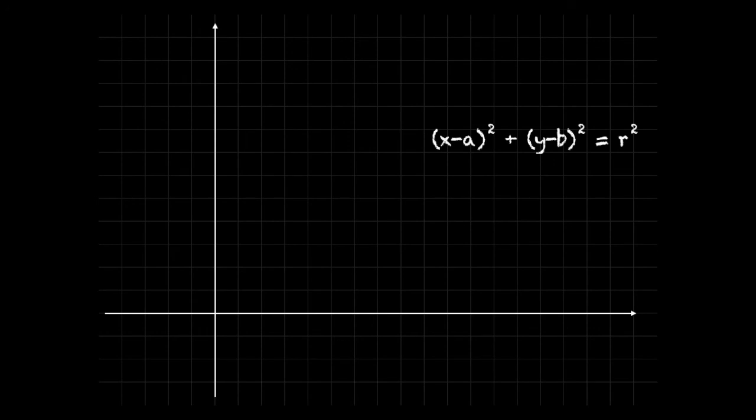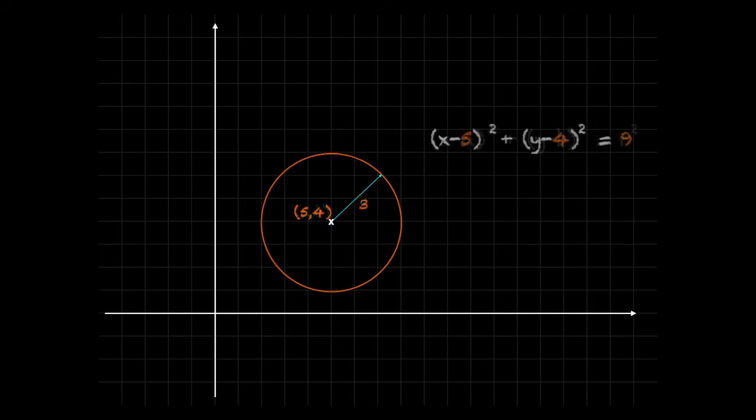A circle with an equation of the form (x minus a) squared plus (y minus b) squared equals r squared has a center with coordinates (a, b) and a radius r. So for example, a circle with center (5, 4) and radius 3 is going to have an equation (x minus 5) squared plus (y minus 4) squared equals 9.